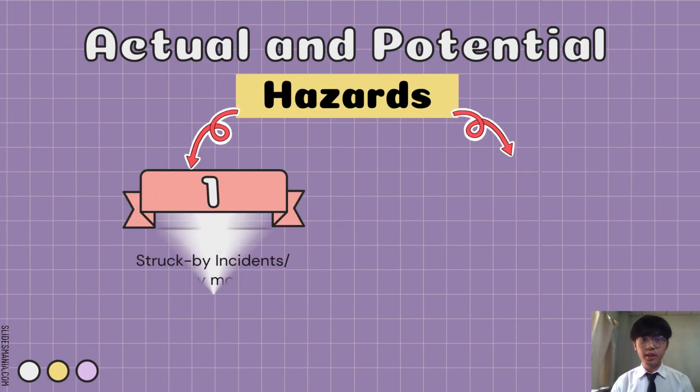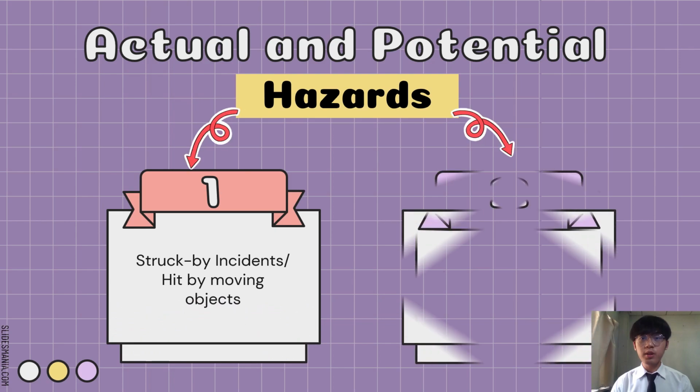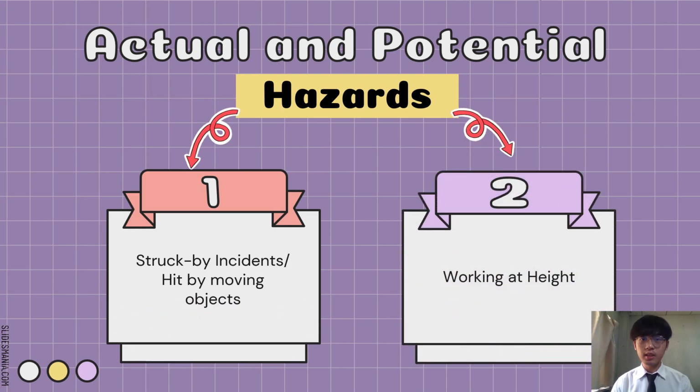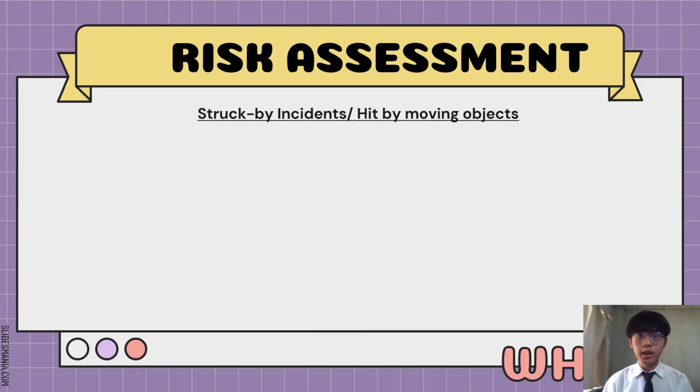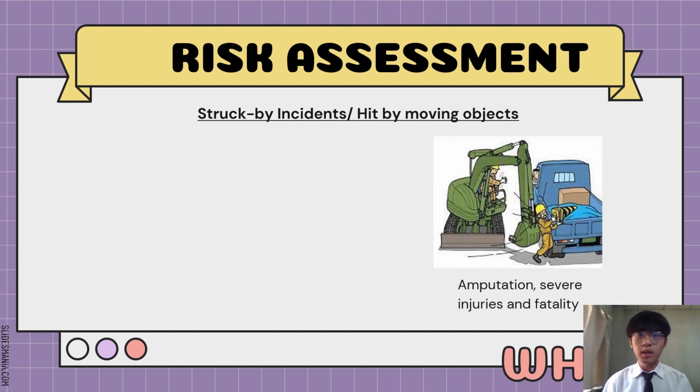The next hazard identification is operating heavy-duty machines such as excavators, forklifts, and trucks. During this activity, workers may face two different types of potential hazards, which are struck-by incidents and working at height. Being hit by moving objects is known as struck-by incidents. The majority of injuries and fatalities on a construction site are ground personnel being struck by moving equipment.